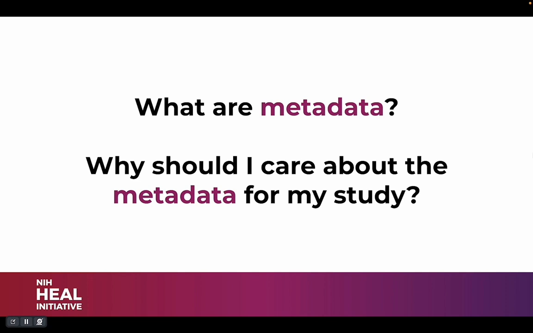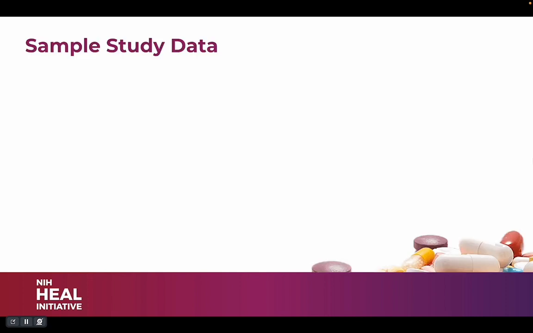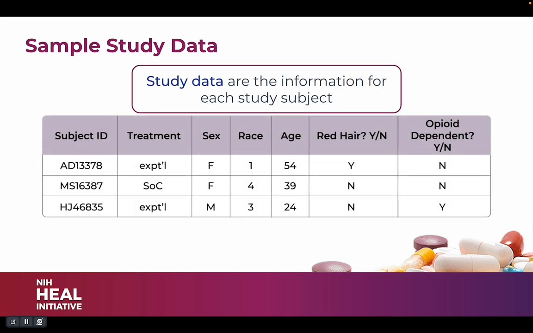What are metadata, and why should I care about the metadata for my study? Metadata are data that provides information about your study data. For example, let's say I'm doing a study investigating the efficacy of my new pain relief option compared to standard practice. My study data are the information for each individual subject, the metrics of pain relief for each subject, whether they received the experimental treatment or standard of care, the demographic details for each subject, and other relevant personal details, such as whether they are a redhead or have a history of opioid dependence. Some of these data are shown here.